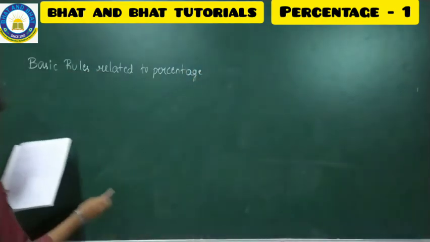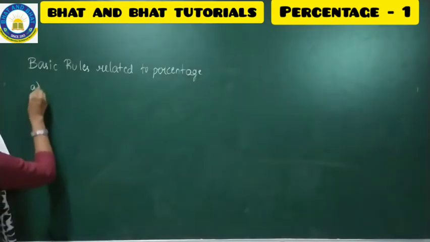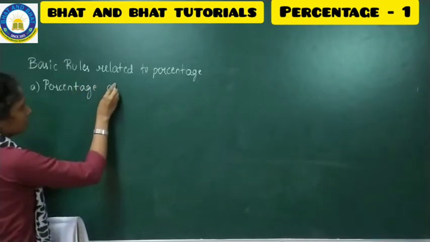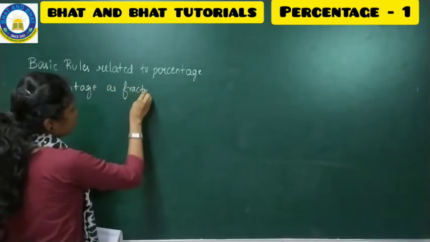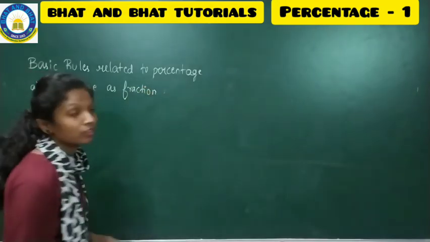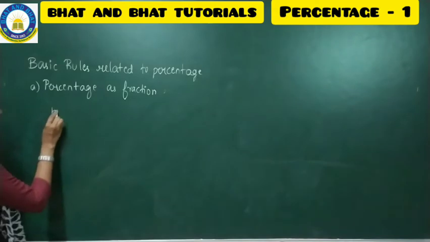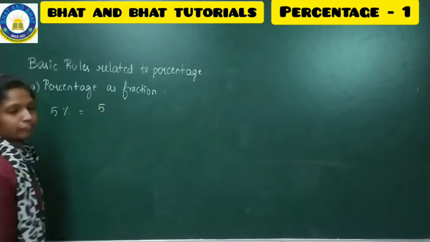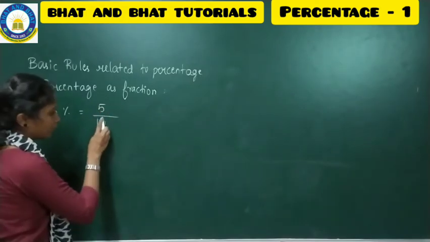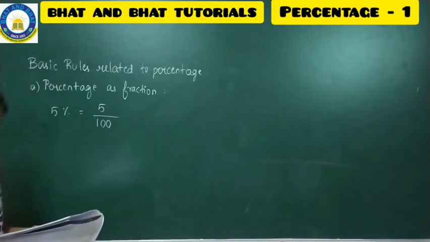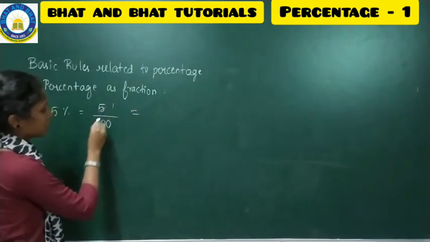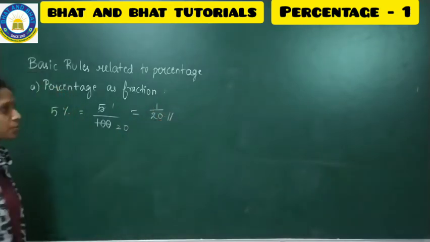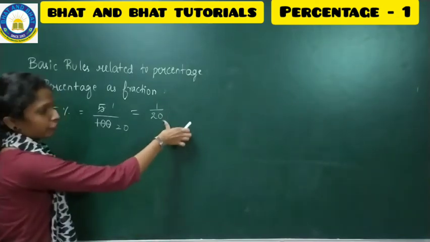Under that, the first one, percentage as fraction. So how will you express the percentage in the fractional format? They will give you 5%. You have to express that in the fractional format. You will write 5 divided by 100 because percentage represents 100. So 5 ones are 5, 5 twos are 10, so 1 by 20. So now you have expressed the percentage in the form of fraction.